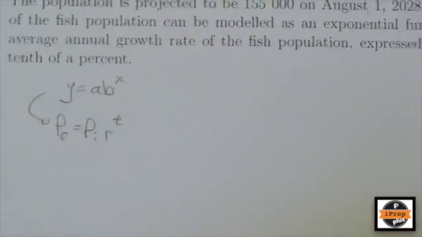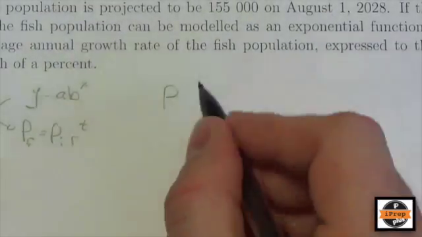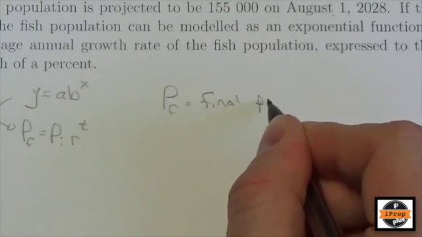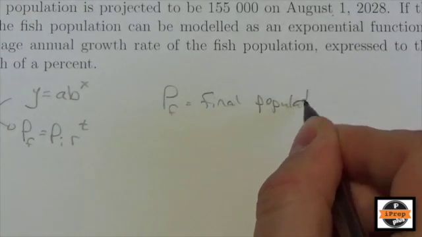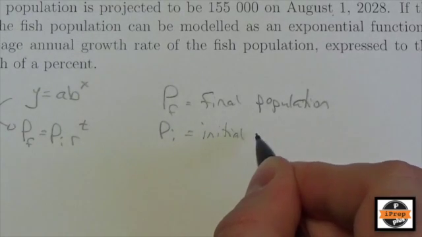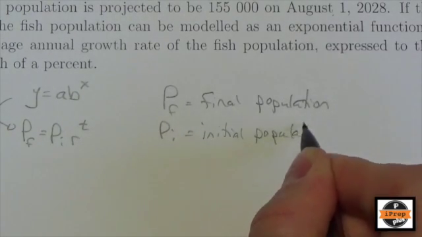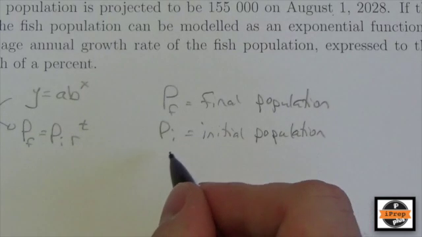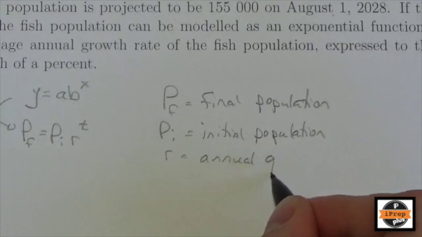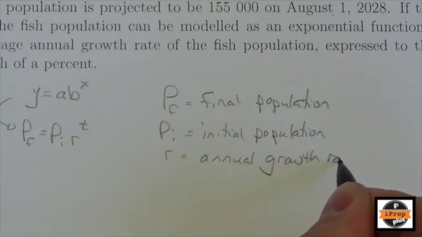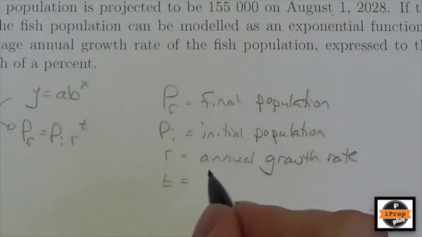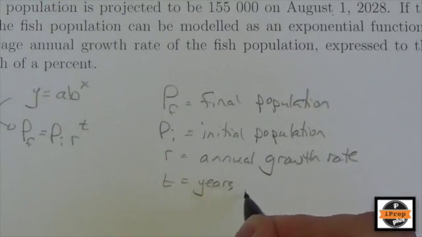Just to be clear on what I've done here, we're going to let PF equal the final population, PI is going to be our initial population, r is going to be the annual growth rate, which in this case is what we're looking for, and t will be the time passed, or in this case, I guess the best way to say it is the years passed.